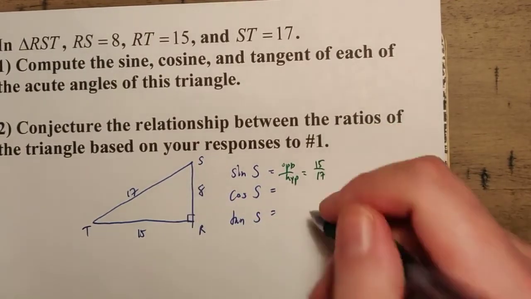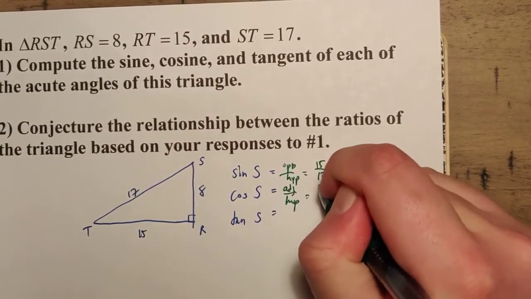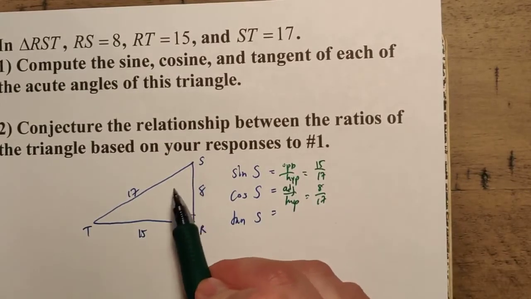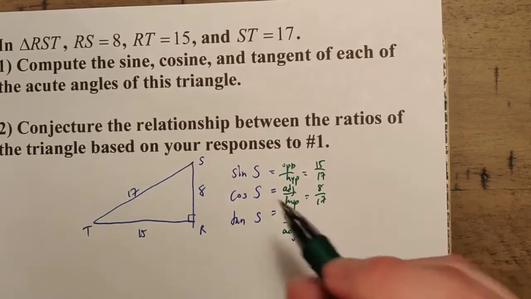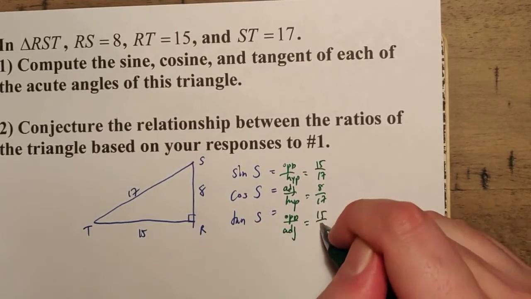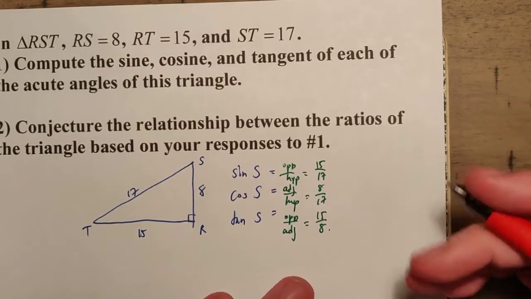The cosine is the adjacent over hypotenuse, which is 8 over 17. And the tangent of S here, in this case, as you can see, the tangent of S is opposite over adjacent. The tangent of S here is 15 over 8, right? And we can do the same thing for the other pieces here as well. So let's go ahead and do that for the other pieces.